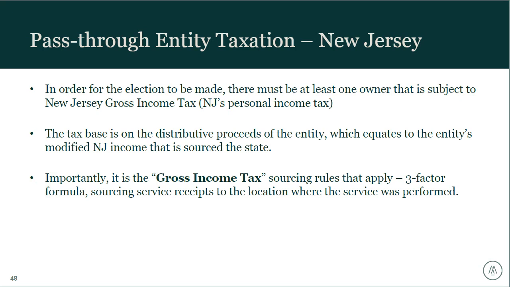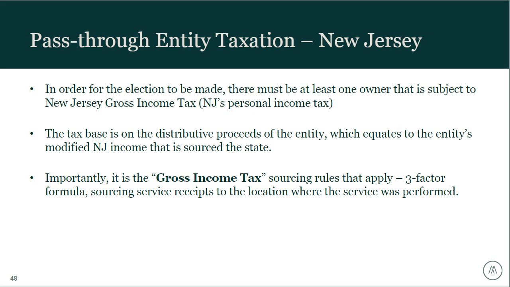Again, like Illinois and Oregon, the tax base is based on the New Jersey source income of the entity after allocation and apportionment. When apportioning income, the pass-through entity is going to use the gross income tax rules, i.e. the personal income tax rules, to source the income. Under New Jersey's personal income tax, pass-through entities use an equally weighted three-factor formula based on property, payroll, and sales, with sales and services being sourced to the location where the service is performed.